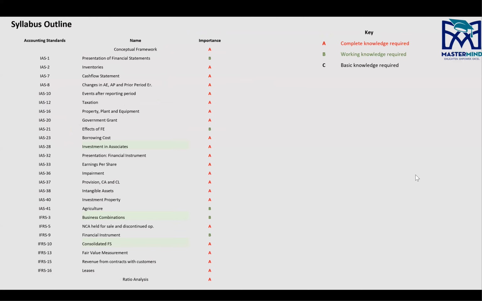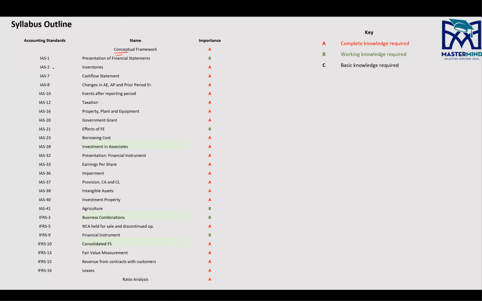Okay, now if we look at the syllabus outline, I've made a key for you guys. I've listed all the topics that come in your financial reporting paper. The first topic that we have is the conceptual framework, or the structure of standard setting. Within this topic, we'll learn the structure of the IASB as well, the IFRS Foundation, the IFRS Interpretations Committee, the IFRS Advisory Council, right? What their roles are, what their responsibilities are.